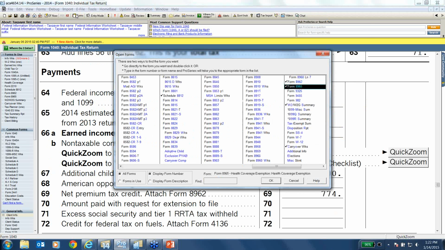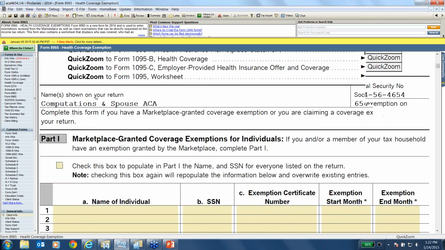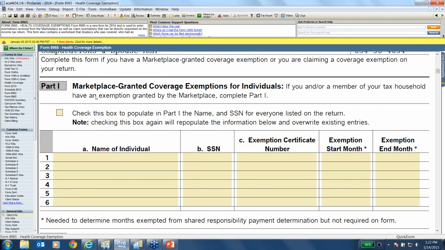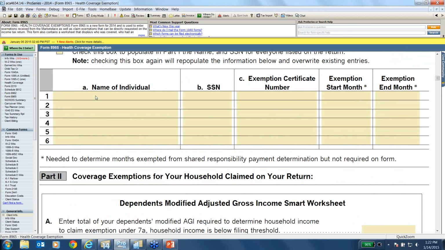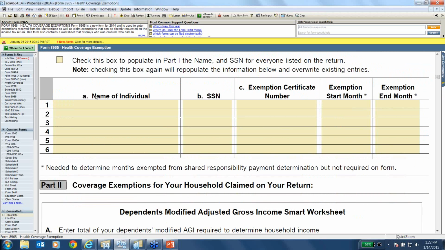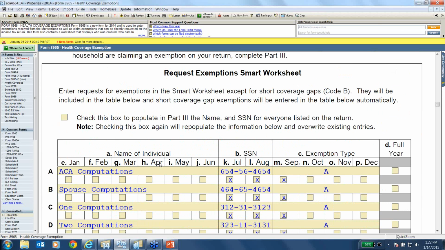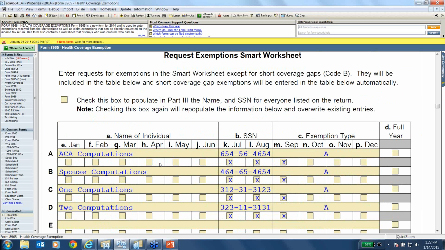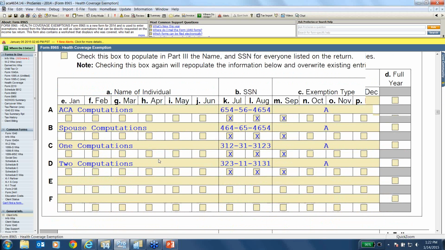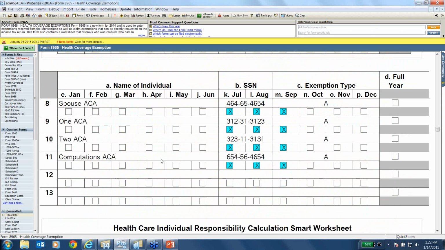Okay, next we go to the 8965. Marketplace granted exemptions. We didn't have any, but they would go in here. And then part 2 is done automatically. That's where household income, gross income is below the filing threshold. Then the last section for 8965, it's on a SMART worksheet. We're saying that they had exemptions that they're claiming on the return for July, August, and September. Continue down. That's the actual 8965.